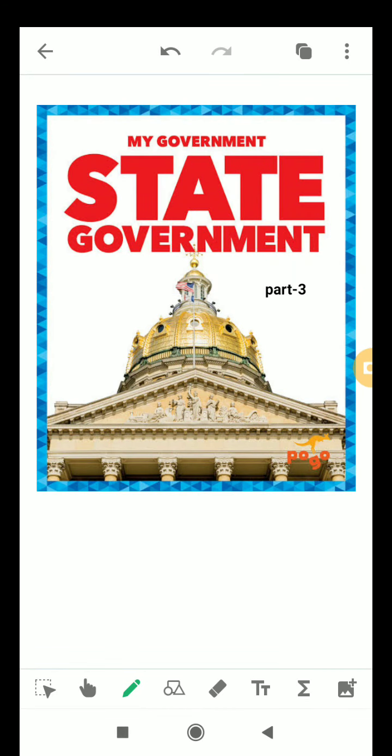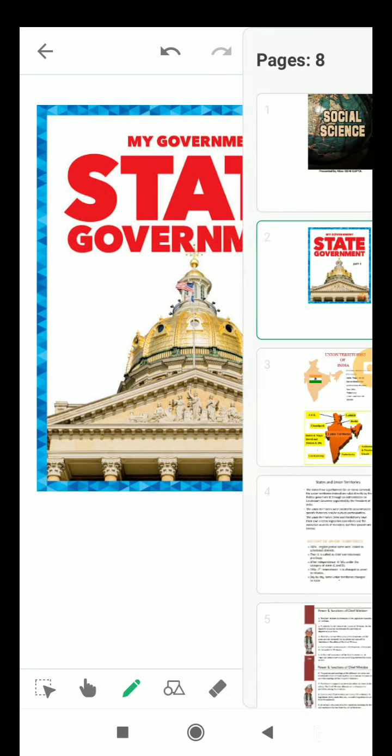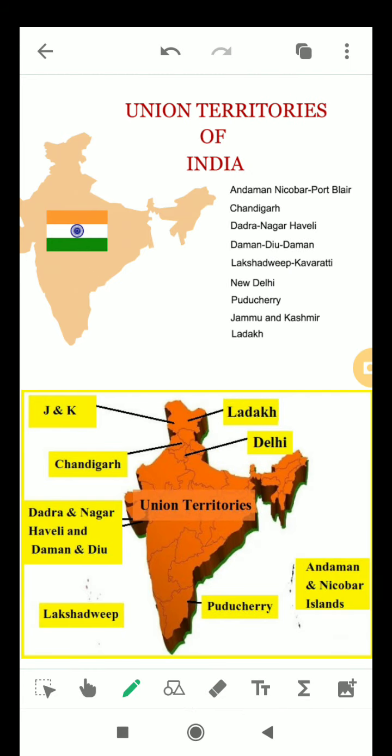This is the part 3 explanation of the chapter state government. In our previous video we had discussed the Indian federal structure, state legislature, Vidhan Sabha, Vidhan Parishad, state executive and their powers, the powers of the governor. So today we shall discuss Union Territories of India.